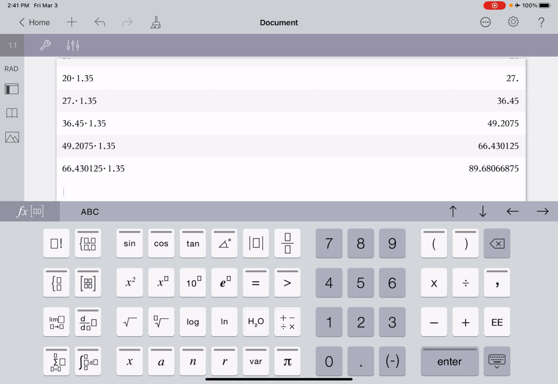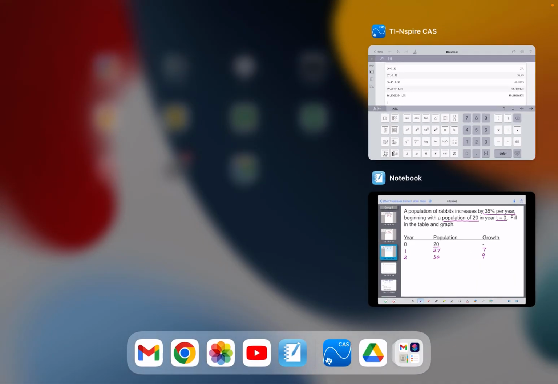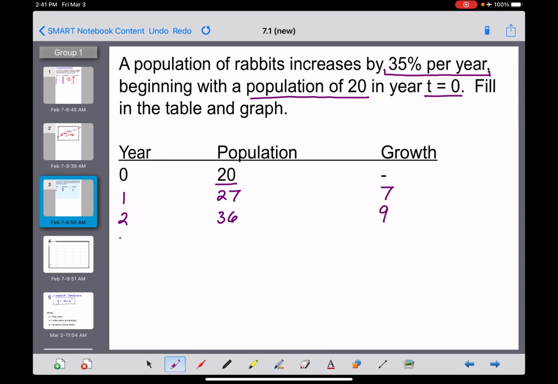And then it looks like 66, and then it looks like 90 if we rounded that to the nearest whole number. So let me make sure I got that right. 49, 66, and 90. All right, so year 3 is 49. Year 4, we're going to have 66 rabbits, and after year 5, we're going to have 90. And the amount of growth from 36 to 49 is going to be 13 rabbits of growth. From 49 to 66, we're adding 17, and then from 66 to 90, we're adding 24 rabbits.